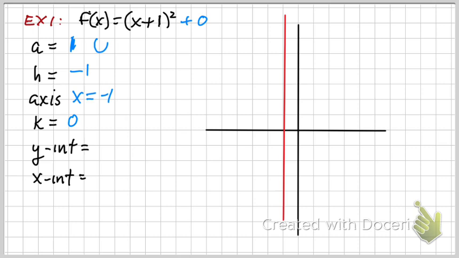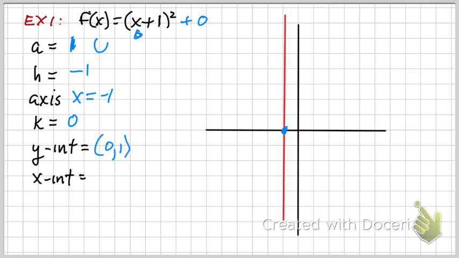-1, 0, sorry. There's a vertex. I know it opens up, y'all, right? Because A is 1. How many places is this going to cross the x-axis? Right, just 1. So the vertex is the x-intercept here. Where's the y-intercept? Well, I'll go back up and I put a 0 in for my x's. So I've got 0 plus 1, which is 1 squared. That's 1.